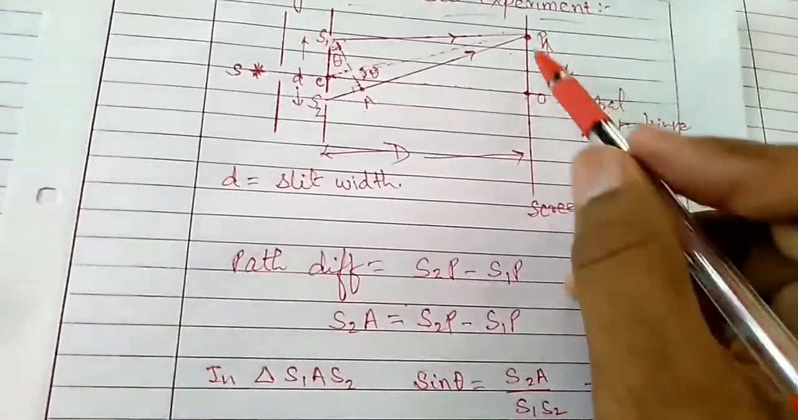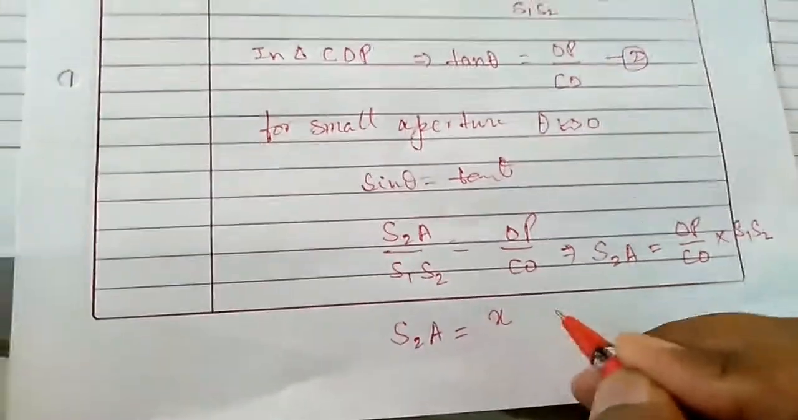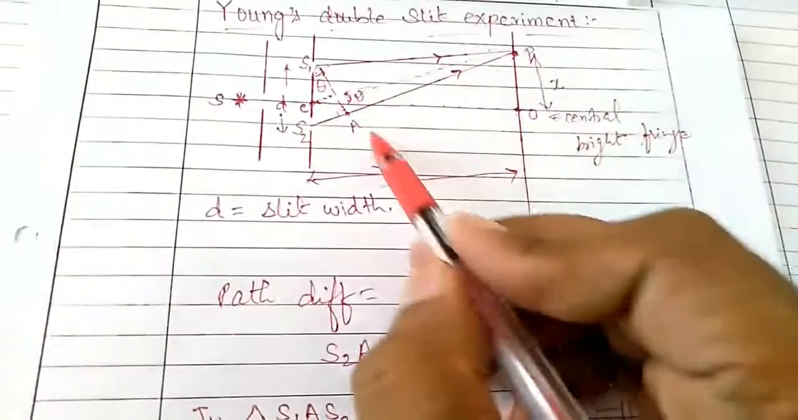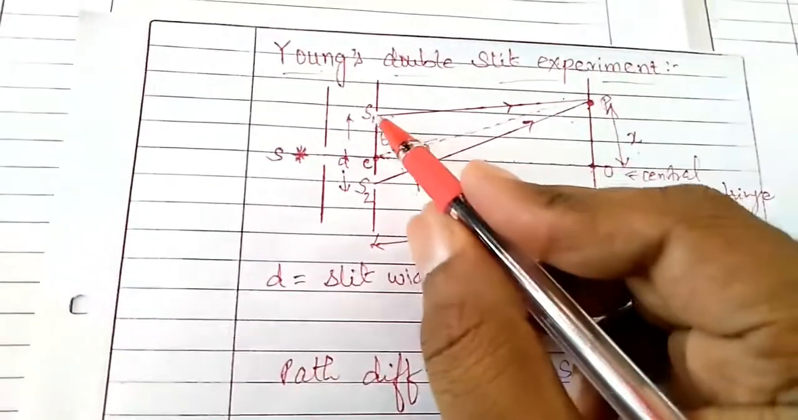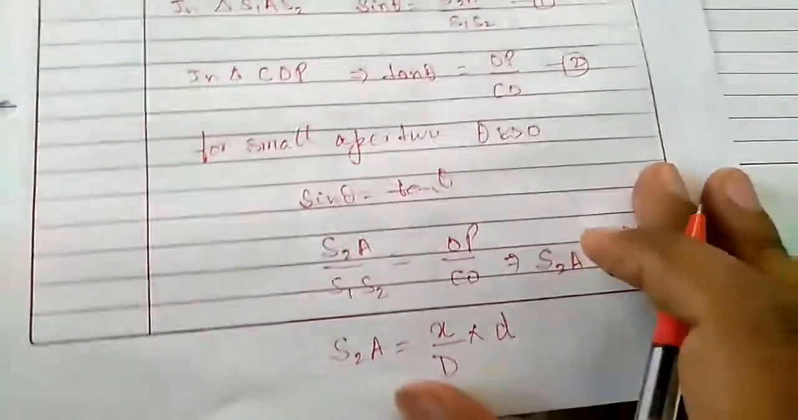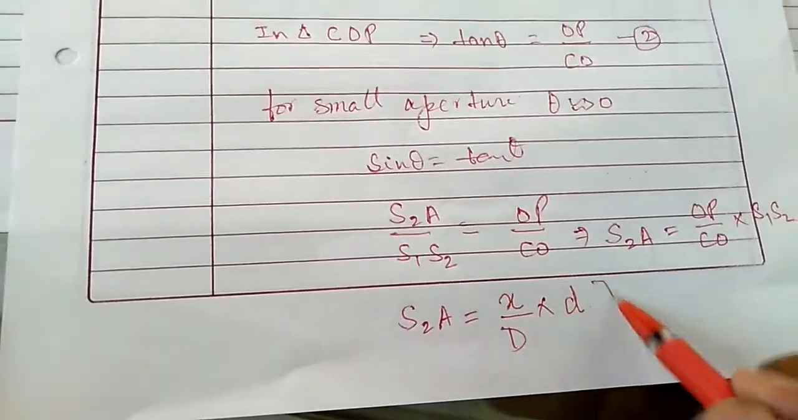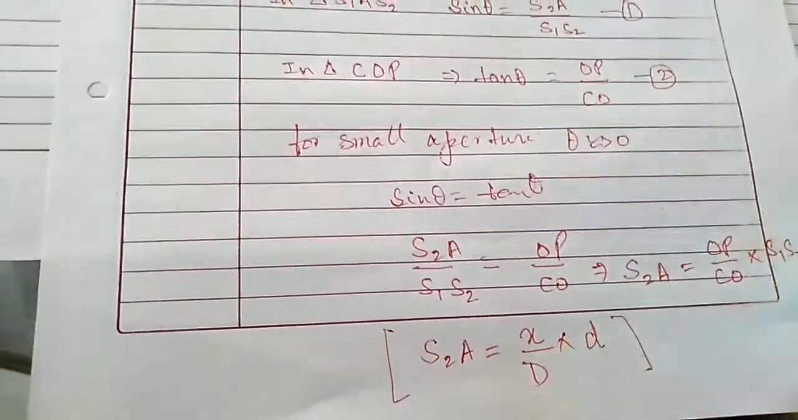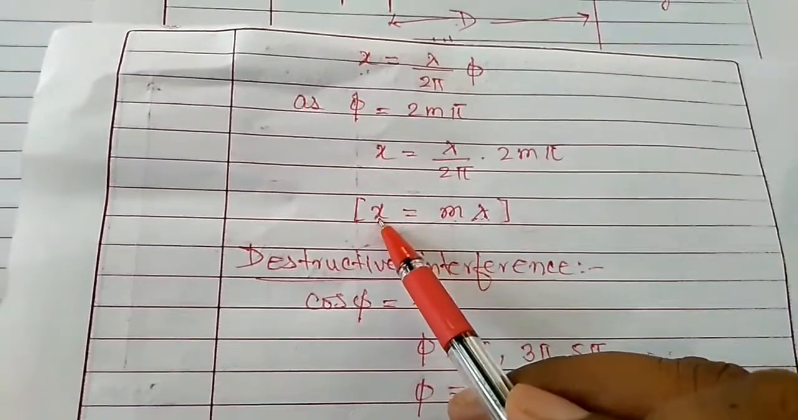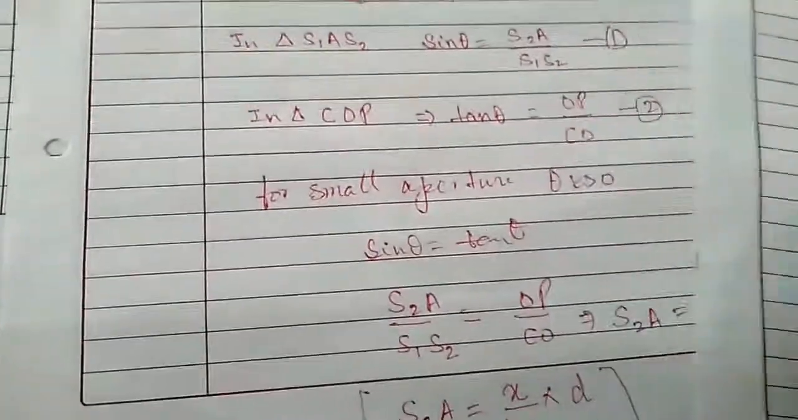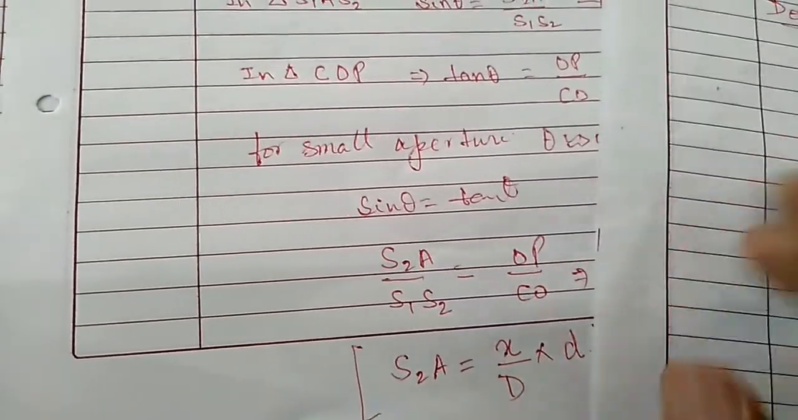This point is at distance x from the central bright fringe. So this is x upon CO. C to O is capital D, multiplied with S1 S2. S1 S2 is the slit separation, small d. So this is our equation for the path difference. Don't mix the symbols. This x is for the path difference, and this x is for the distance from the central bright fringe. Both are different.